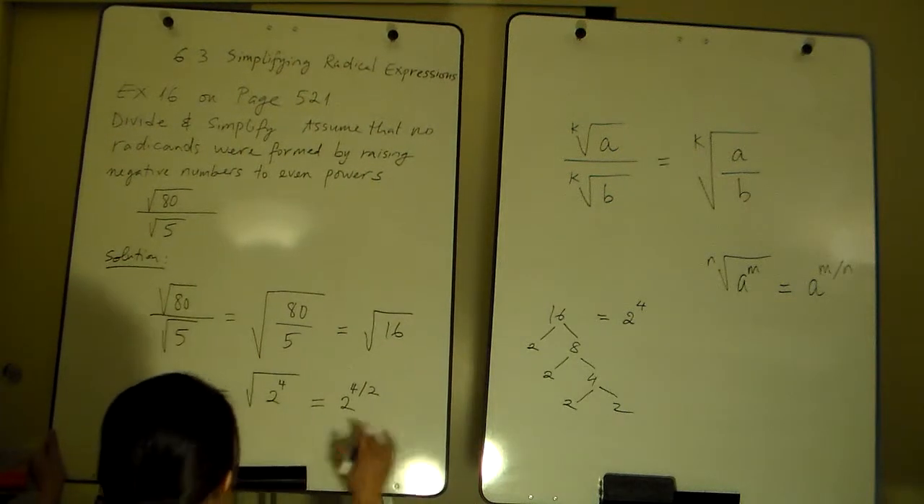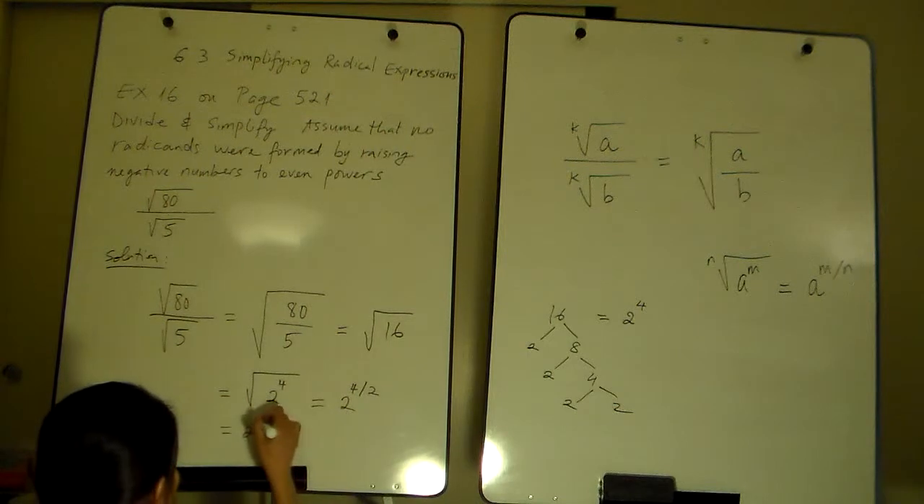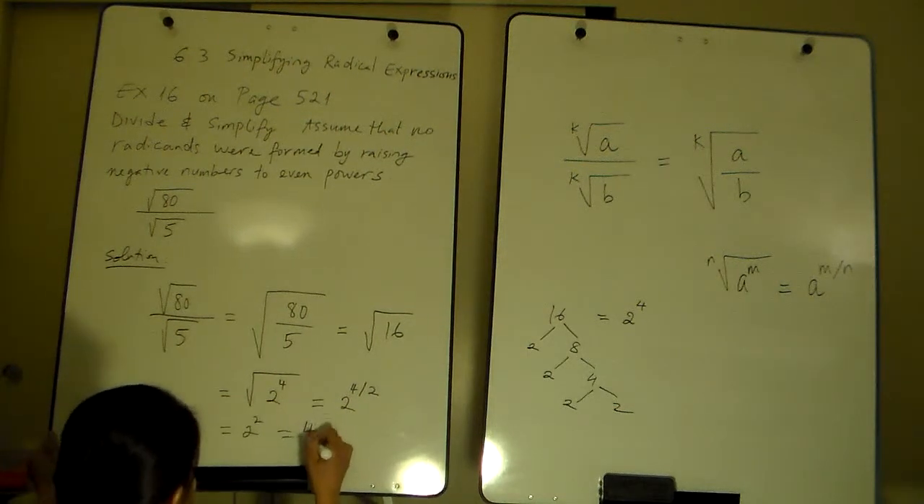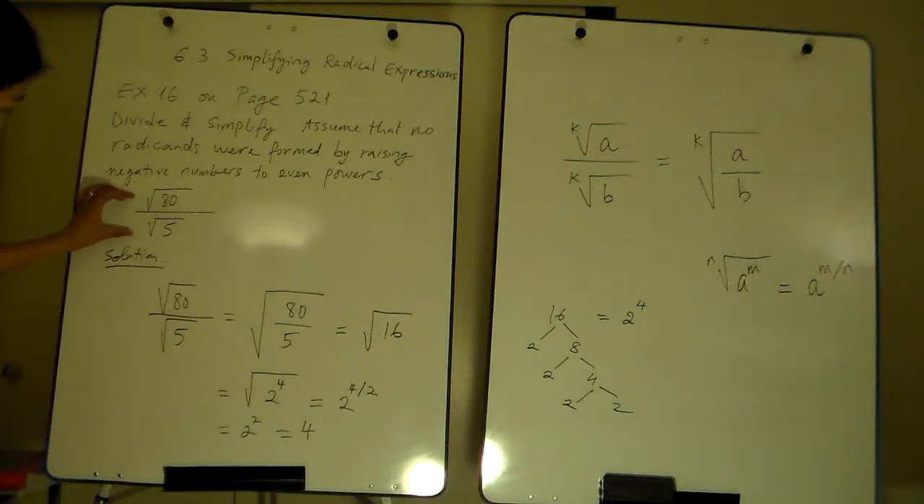Simplify this, equal to 2. 4 divided by 2 is 2. So 2 squared is 4. So the answer for simplifying this quotient of radicals is 4.